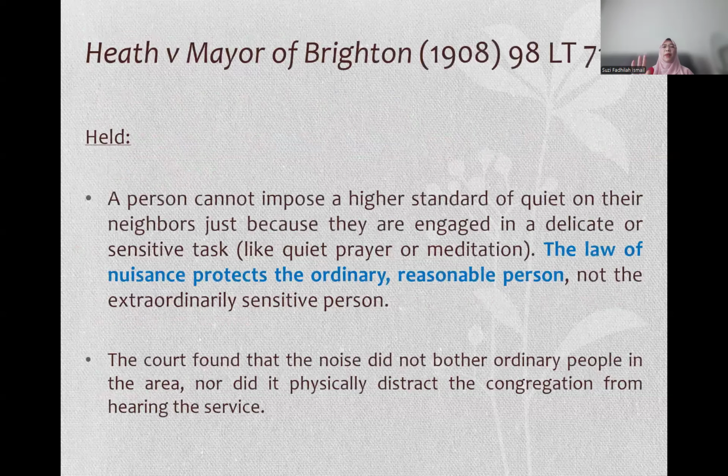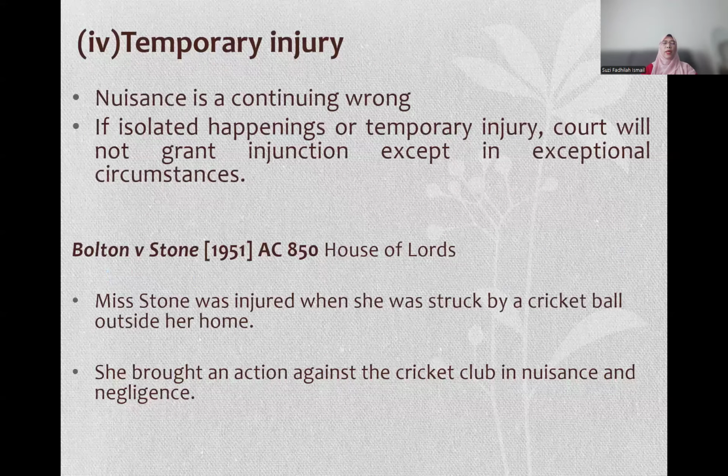All right, that's basically the third factor which might determine reasonableness. The fourth one is about temporary injuries. Essentially, the rule is that nuisance is a continuing wrong. But what if it's just merely isolated happenings? It depends on the nature of the happenings. If isolated happenings or temporary injury, the court will not grant an injunction except in exceptional circumstances. Normally no, but it depends on the situation. So the court may still allow an injunction for an isolated happening.